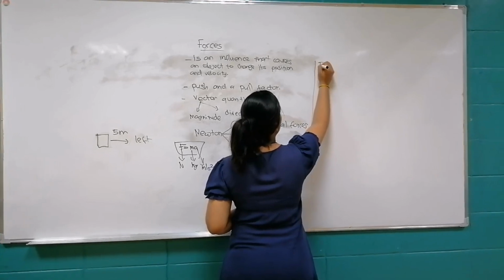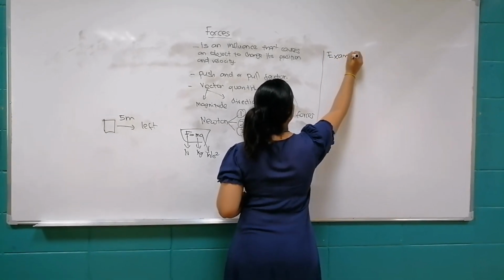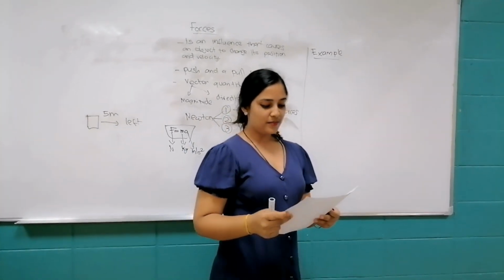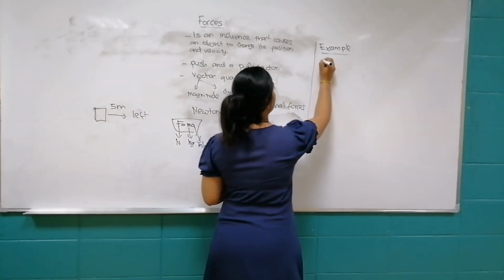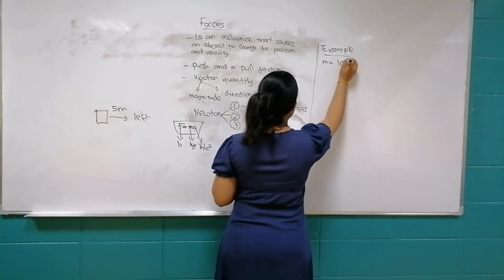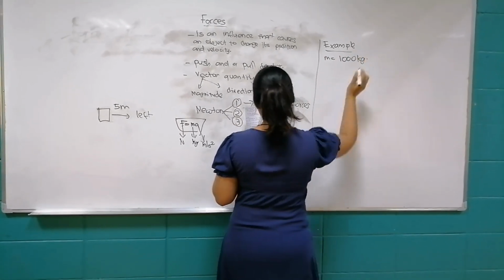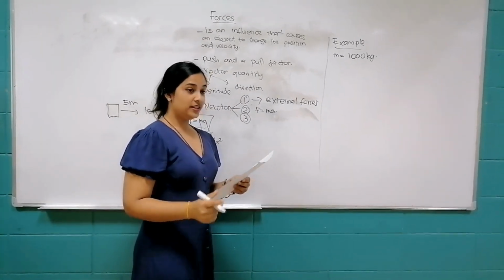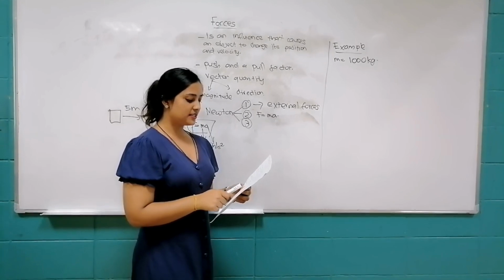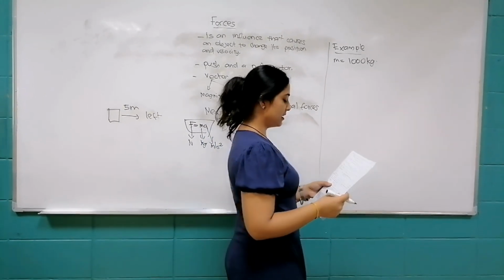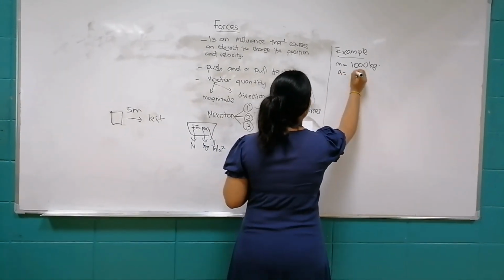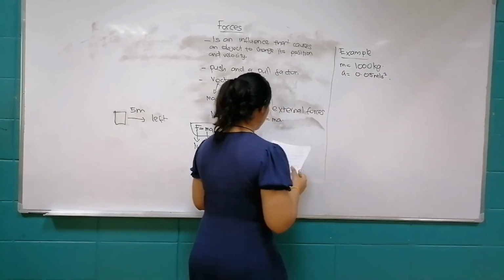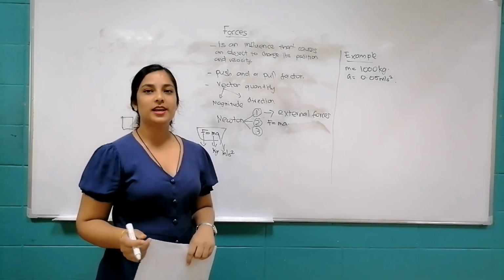Let's do one example to make you understand better. Ranil's car, with a mass given as 1000 kg, is out of gas. Ranil is trying to push the car to a gas station and he makes the car accelerate at 0.05 meters per second square. Compute how much force he is applying to the car.